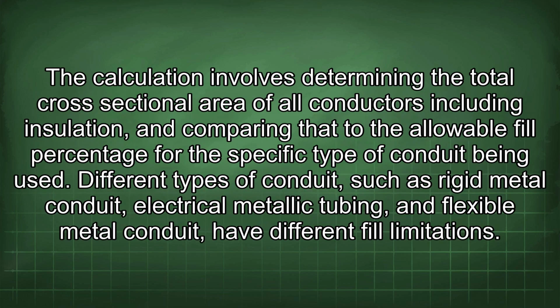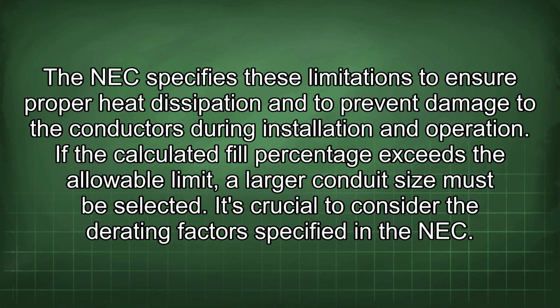The calculation involves determining the total cross-sectional area of all conductors including insulation and comparing that to the allowable fill percentage for the specific type of conduit being used. Different types of conduit, such as rigid metal conduit, electrical metallic tubing, and flexible metal conduit, have different fill limitations. The NEC specifies these limitations to ensure proper heat dissipation and to prevent damage to the conductors during installation and operation. If the calculated fill percentage exceeds the allowable limit, a larger conduit size must be selected.